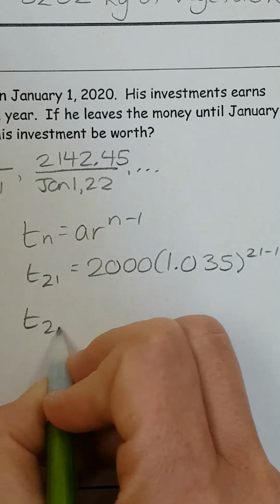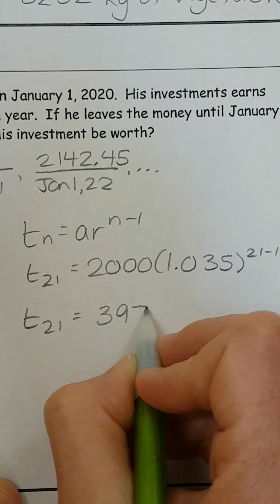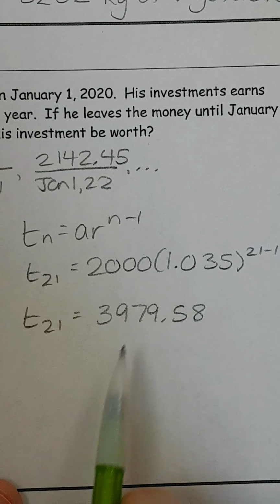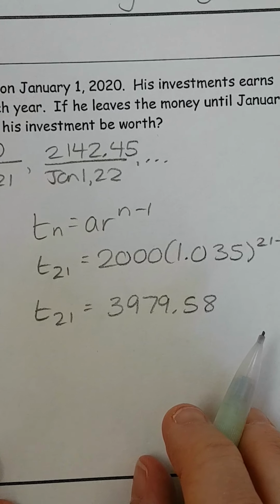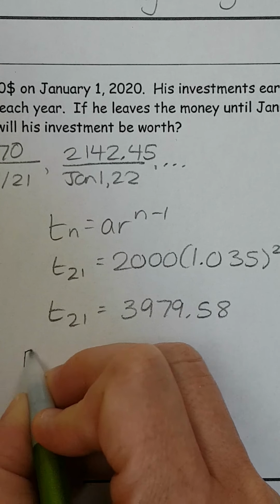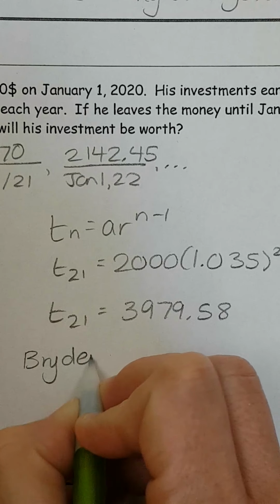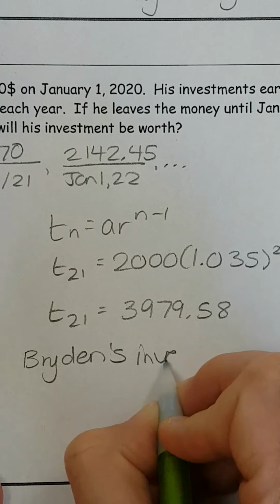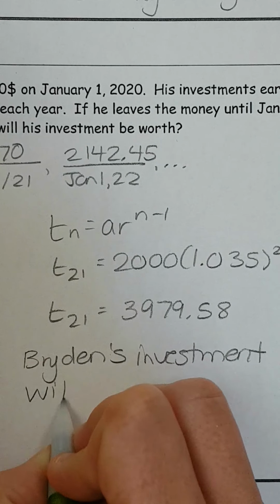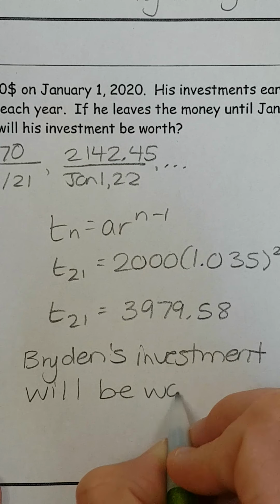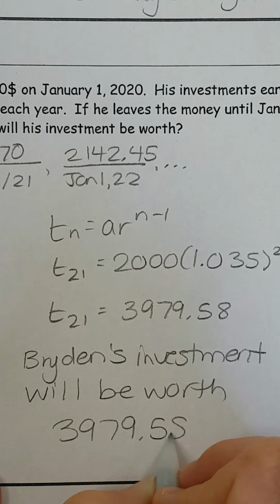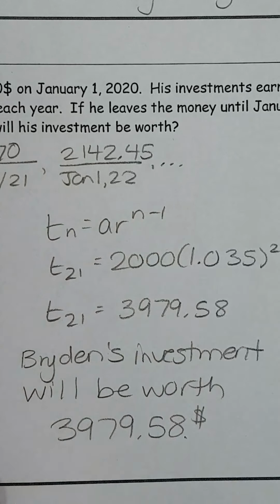Minus 1, 3979. It's almost doubling his money for sitting there for 20 years and doing absolutely nothing. So Bryden's investment will be worth 3979.58. And there we go.